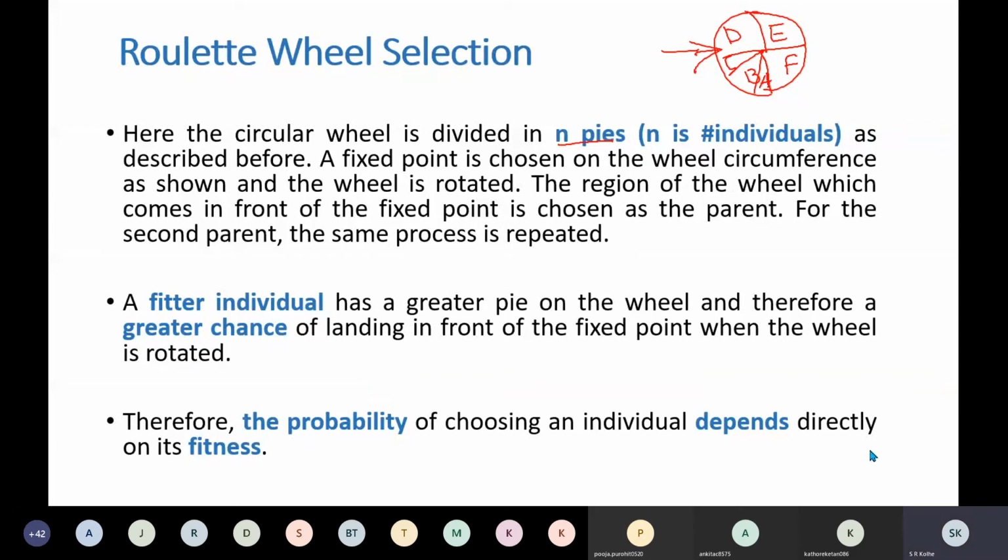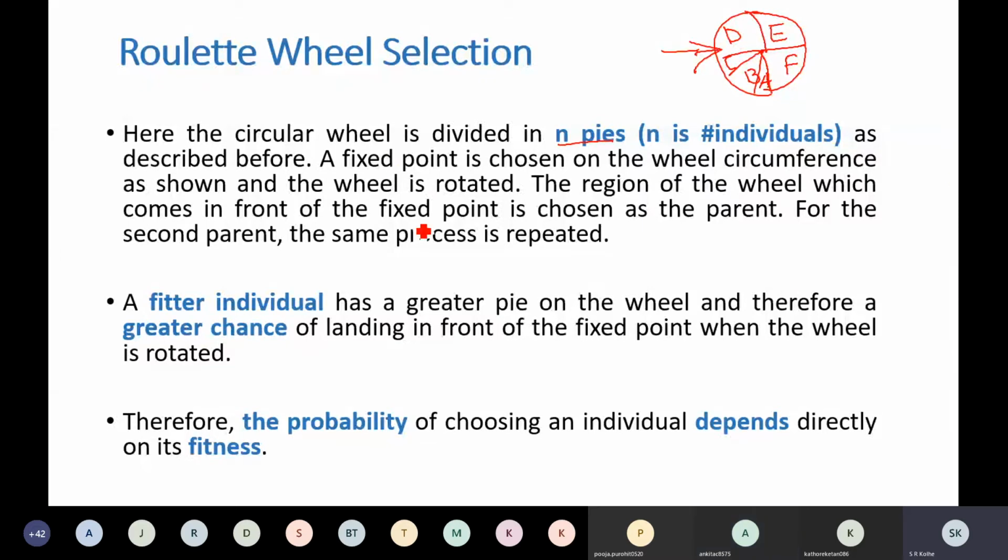Yes, Ankita. Yes, sir. The wheel will be rotated, and when the wheel is stopped, any one part of it comes under the fixed point, and it will be selected. Right. How many times will that wheel be rotated? Two times, for selecting two chromosomes. Correct.